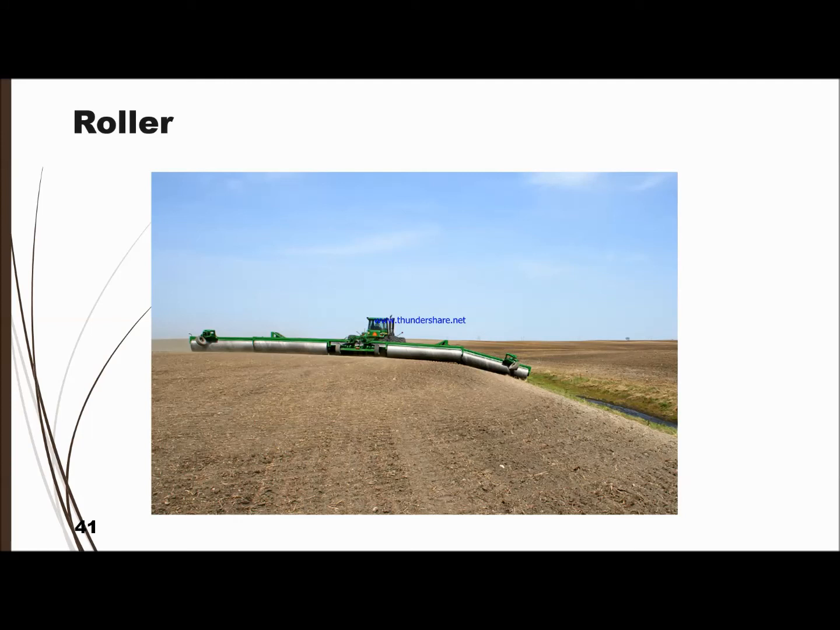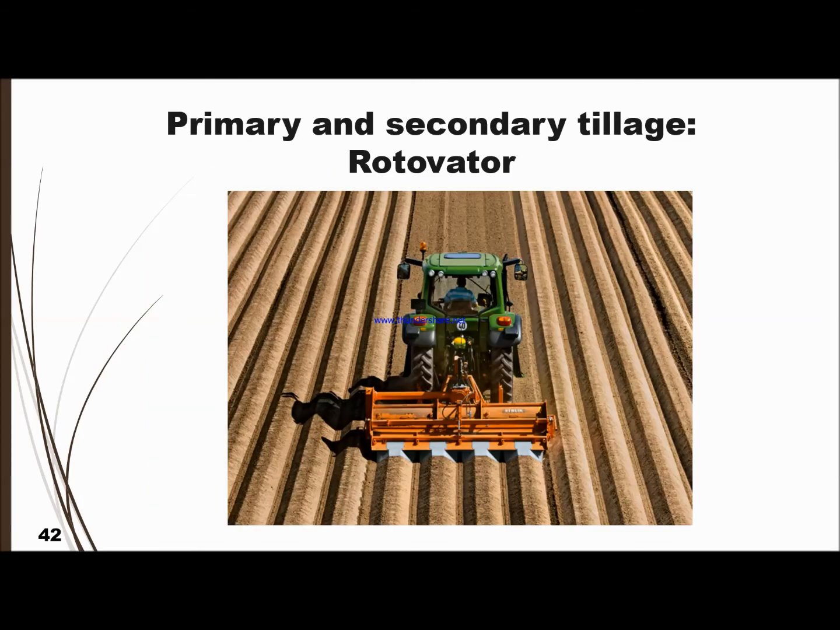Okay, so in this case, this is an example of how a roller helps preserve the water and also reduce the erosion of the soil. What it does, basically, is level the soil as well as make it compact. So for primary and secondary tillage operation, we have a rotavator, and at the same time we can form the bed for direct seedbed formation.